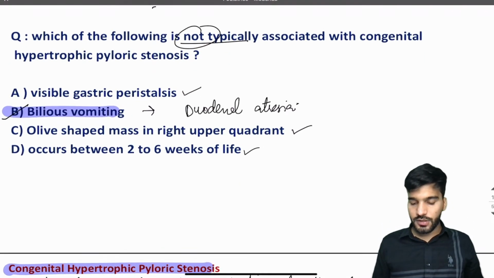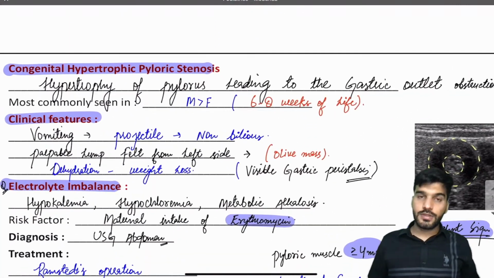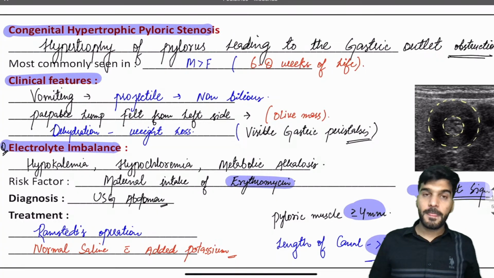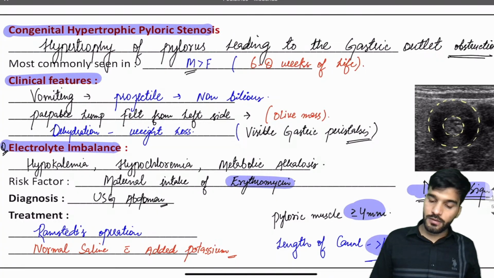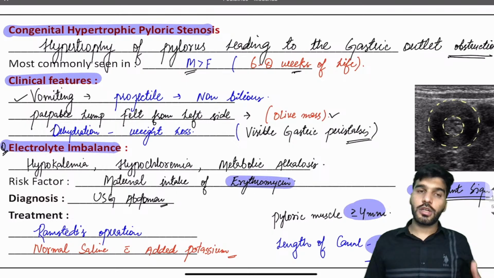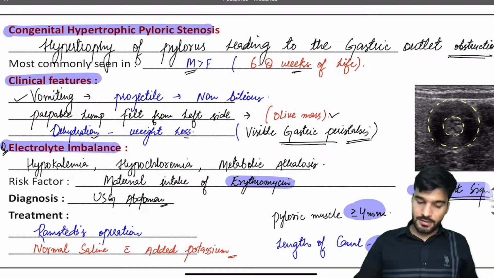Then CHPS: which of the following is not a feature? Bilious vomiting is not a feature, guys. Bilious vomiting is seen in duodenal atresia. What is CHPS? There is hypertrophy of the pylorus, which leads to gastric outlet obstruction. It's usually seen in a male baby around 6 to 8 weeks of life. The features are projectile, non-bilious vomiting and a palpable lump, the olive mass. Due to the continuous vomiting, the baby will have dehydration and weight loss, and there is visible gastric peristalsis.